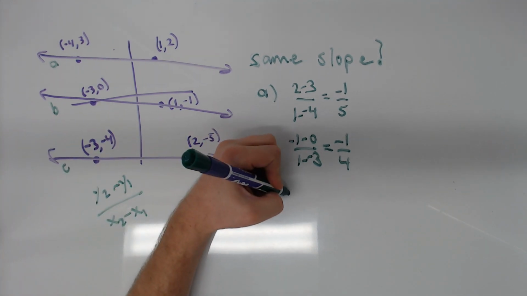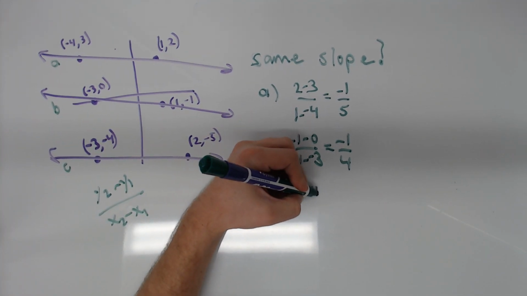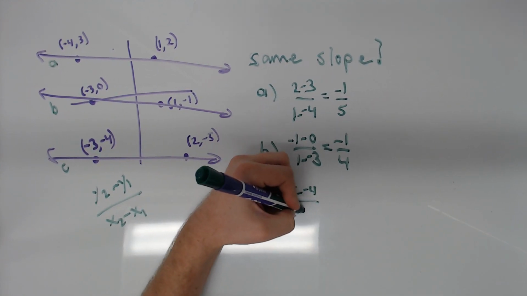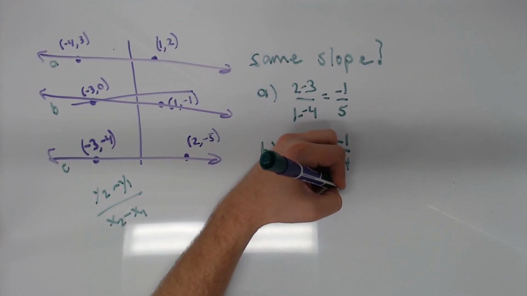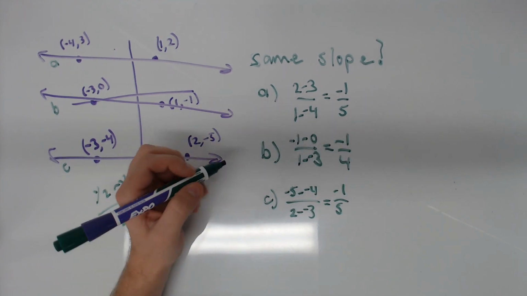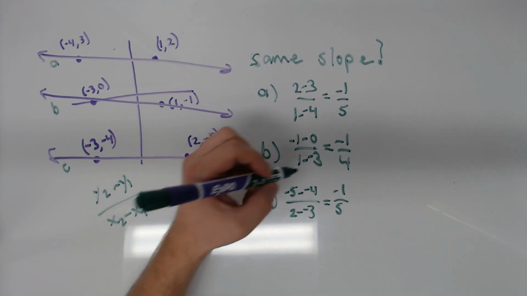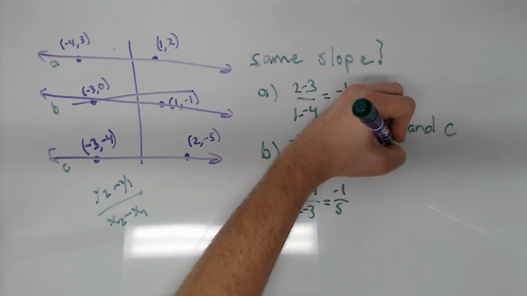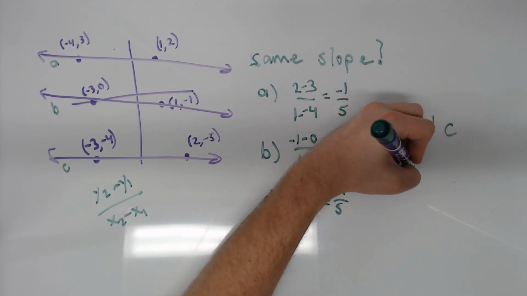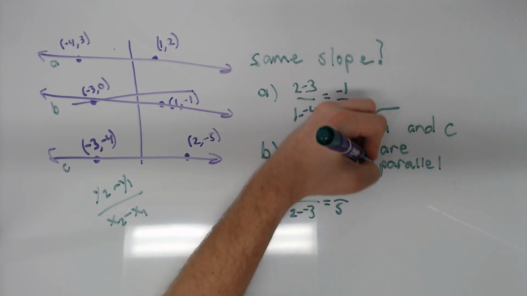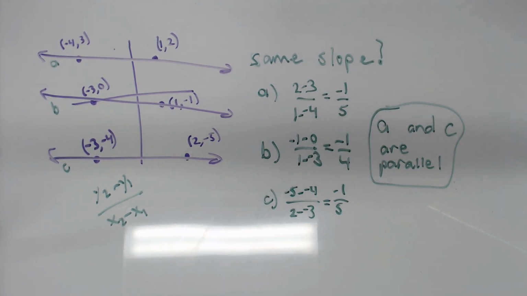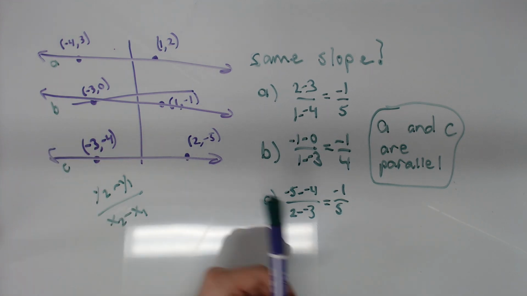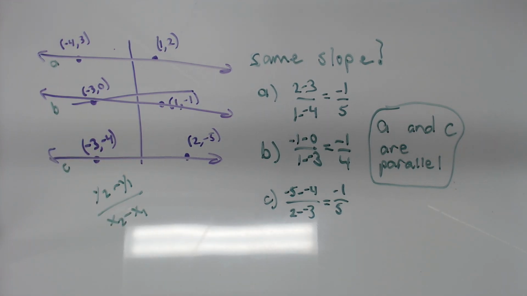Negative 5 minus negative 4 turns into negative 5 plus 4. 2 minus negative 3 turns into 2 plus 3. That's negative 1 over 5. Well, we found a match. So in this situation, A and C are parallel. The way we were able to tell, they have the same slope, and just by looking at the graph, we can tell that they're not on top of each other. So lines A and C are the parallel lines.